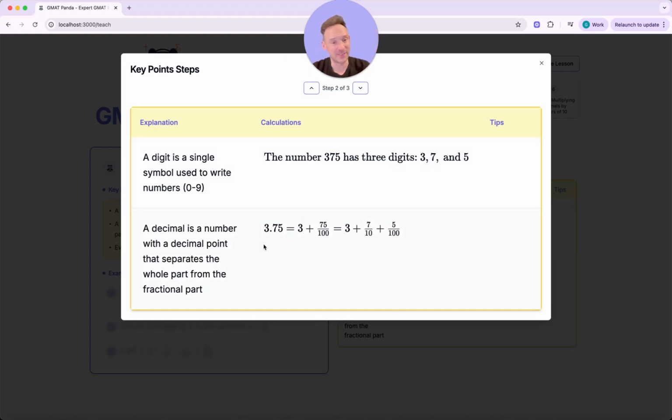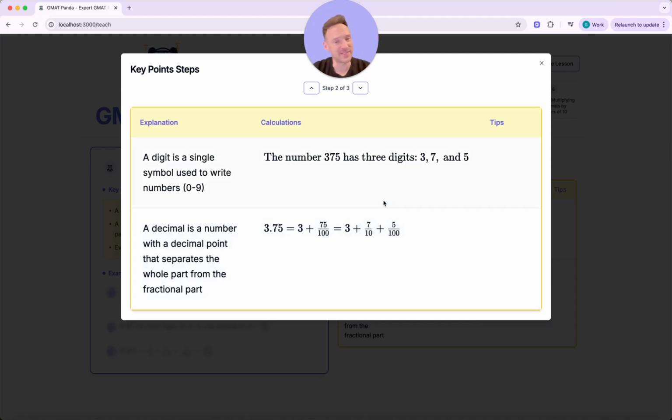So a decimal is, for example, 3.75, and it is a number that contains a whole part. So in this case, the 3. So 3 would be a round number on its own, and a fractional part, which in this case is the 0.75 bit. Okay.